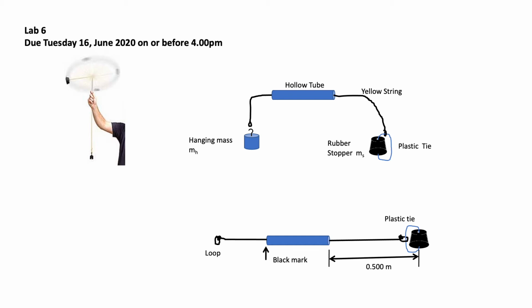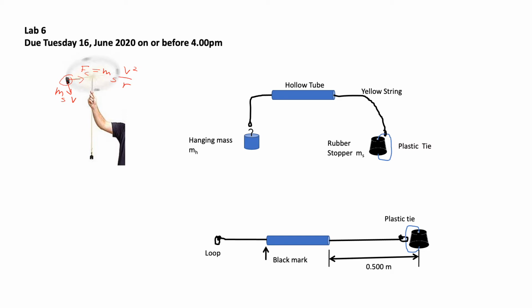In this lab we're going to learn about centripetal force. In class we learned that when an object is in rotational motion, there's a force towards the center. We call it centripetal force. Fc, towards the center, is equal to the mass of the stopper, the speed v, and the radius of this orbital motion.